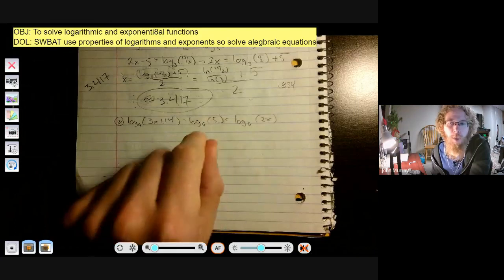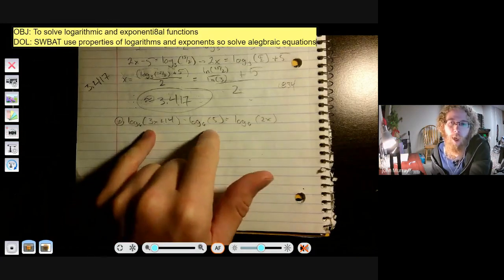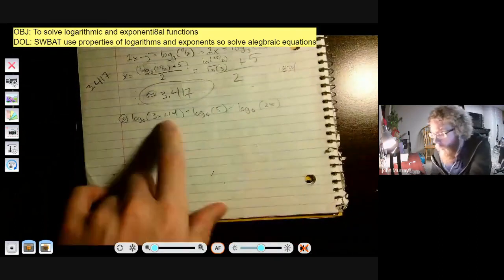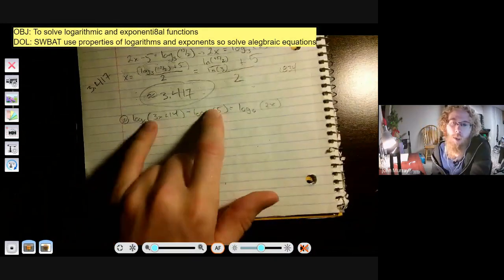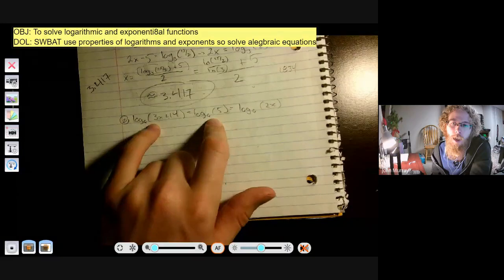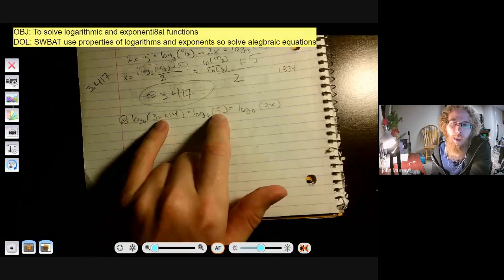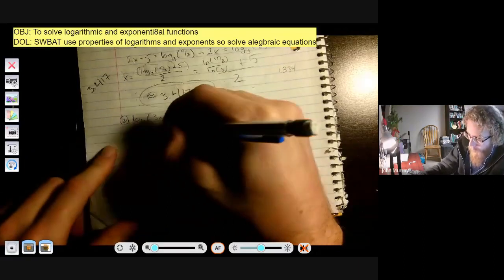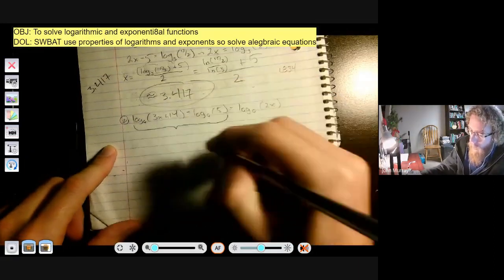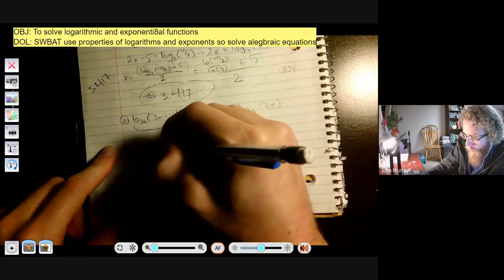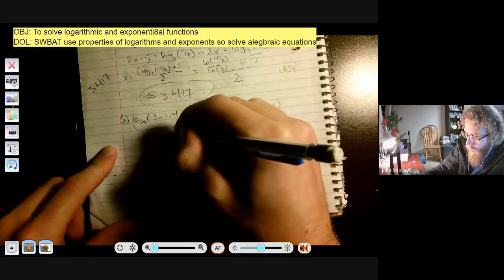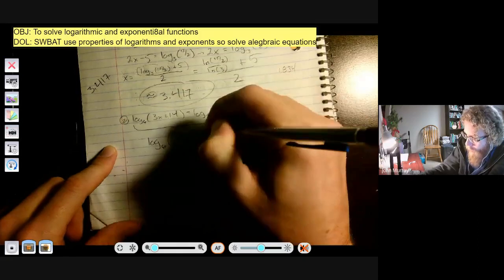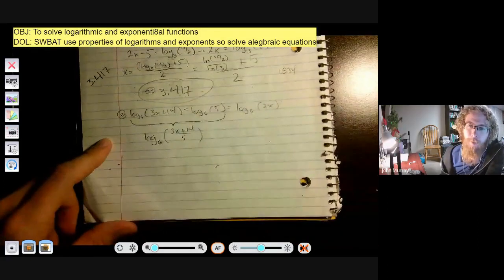But we do have logarithmic properties where I can combine these. This is a minus. When we are subtracting 2 logarithms with the same base, we can divide what's on the inside. So these 2 terms we can combine into a single log base 6 of 3x plus 14 over 5.